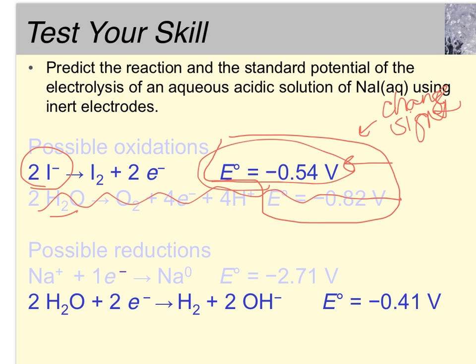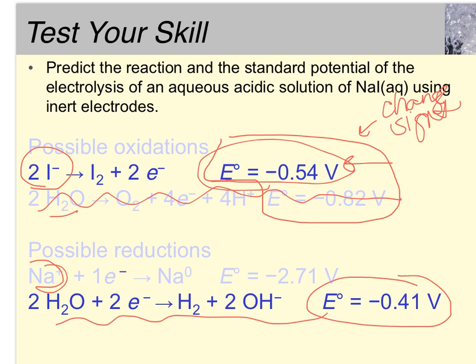Looking at the reduction, and this is something you may want to memorize: anytime you have the sodium cation, water is going to be what's preferentially reduced. So the reduction of a water molecule costs less energy than the reduction of sodium. And so what do we have? Our oxidation half reaction is the iodide. Our reduction half reaction is water. So hopefully see if you can combine those two as well as the voltage, and that would answer the question.